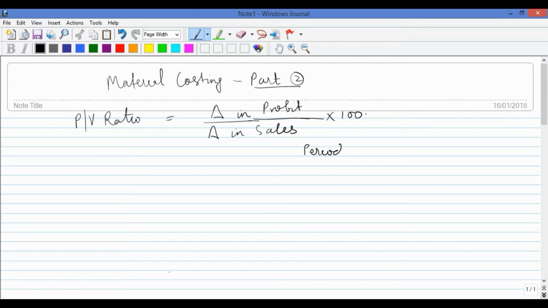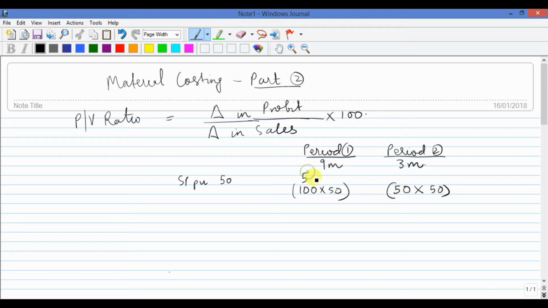Maybe this is period 1, which may be consisting of 9 months, and this is period 2, which would be consisting of say 3 months. Now selling price per unit, I'm taking it as 50, and maybe here you have sold 100 units into 50, and maybe here you have sold 50 units into 50. So you can see that this is 5,000 and this is 2,500.